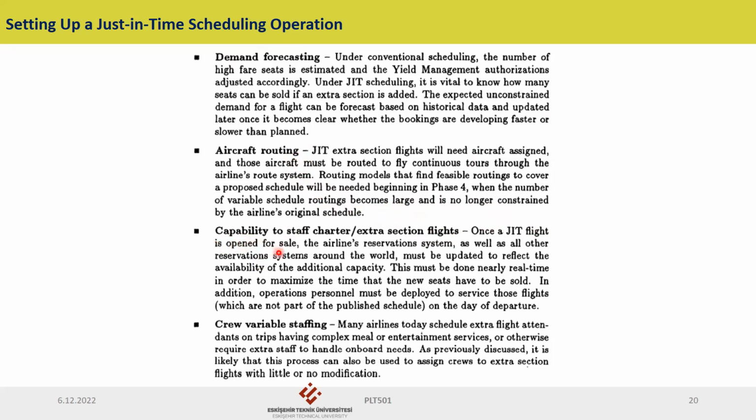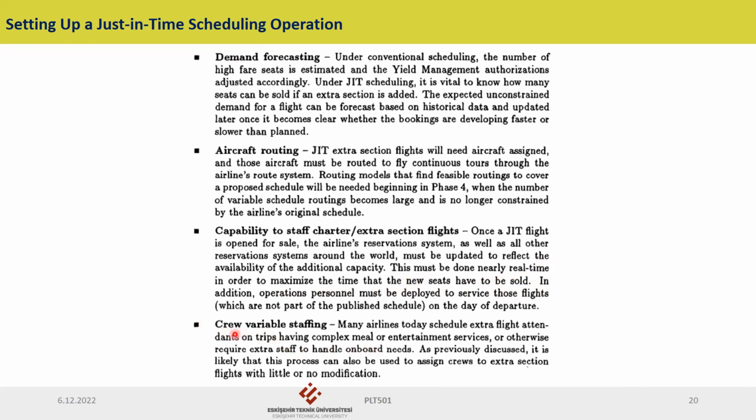Okay, the other one is capability of staff. Extra section flights. I said 102 and 145. You can get the extra section flights. If you supply this in this concept, yes, you are starting to be a good airline manager. This says that this must be done nearly in real time in order to maximize the time that the new seats have to be sold. Yes, the empty seats are a really huge problem. You can do anything to sell these empty seats. This is the greater game.